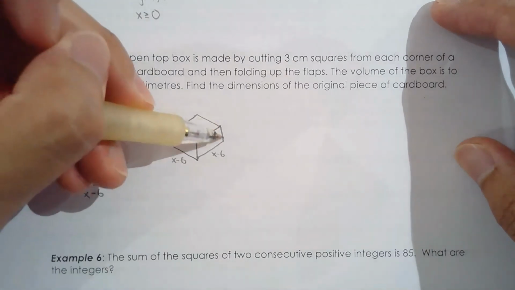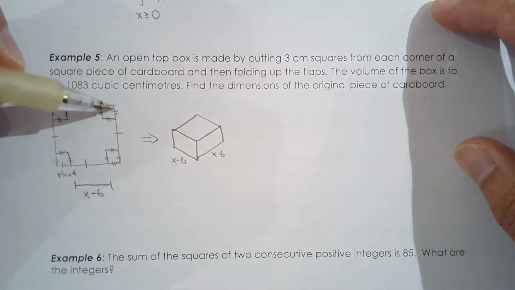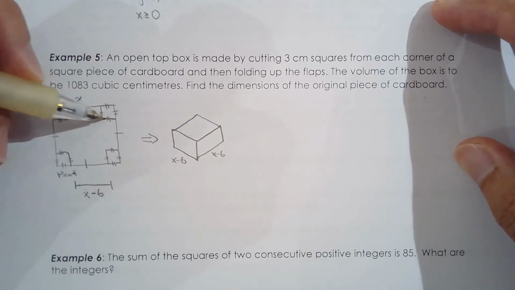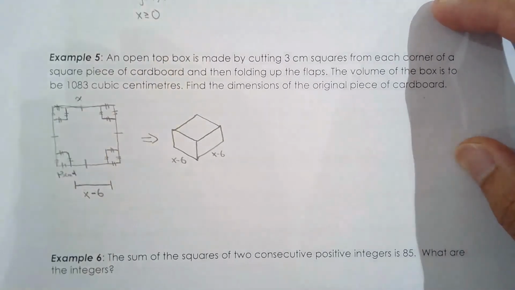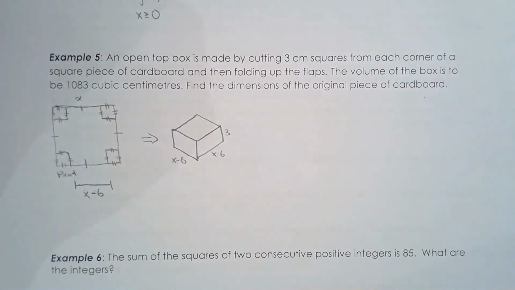And what about the height though? What about the height of this box? Well, the height, believe it or not, is actually just 3, because the flap is 3 centimeters. This dimension is 3 centimeters, so when you fold it up, it becomes 3 centimeters high. So there you go.